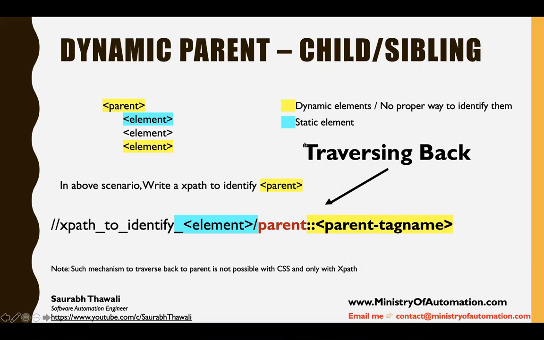So again, the same example. Now we are saying this is the static element, right? In this case we have to write an XPath to identify this parent. Initially we were trying to identify this element, for which we used a following sibling, but now we want to go back so that we can identify the parent. Now how do we do that? First, again the same story: identify the element, then type parent and then the parent tag name, right? If you do this, then you will be able to go and do the action on the parent.